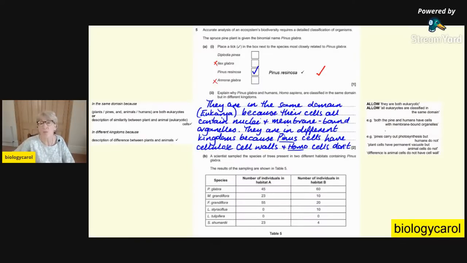So they gave you examples here of a description of the difference between plants and animals, and that to me was the most obvious one.